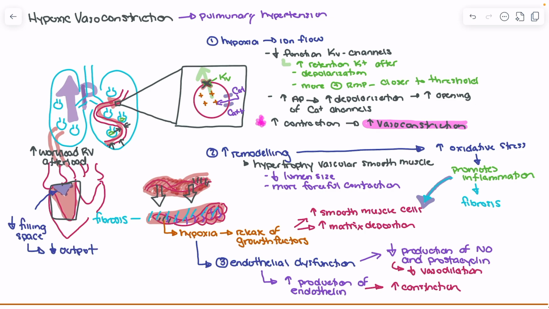And you may be thinking, well, what is the consequence here? What does this have to do with hypoxic vasoconstriction other than being a consequence of it? Well, it actually promotes pulmonary hypertension even more.